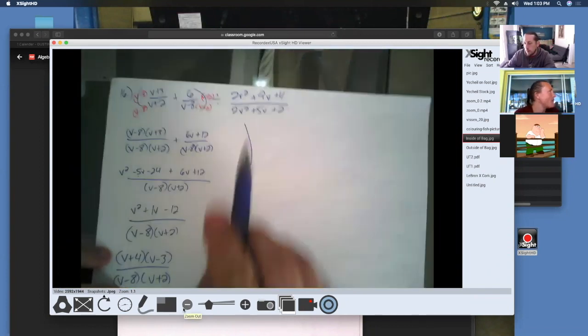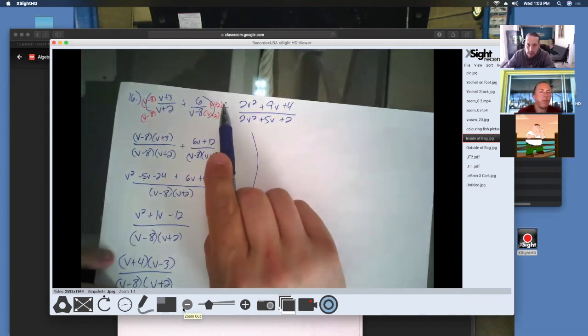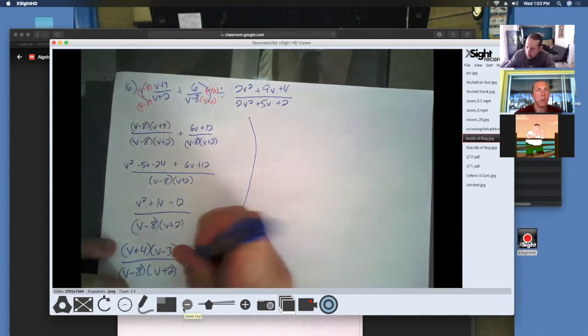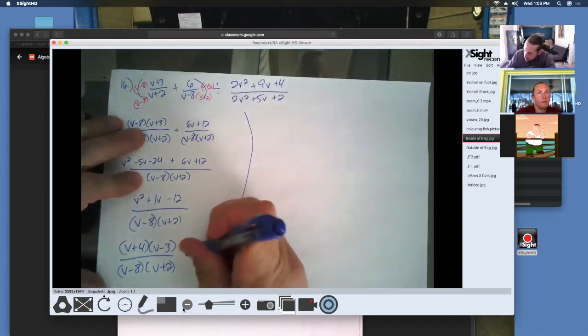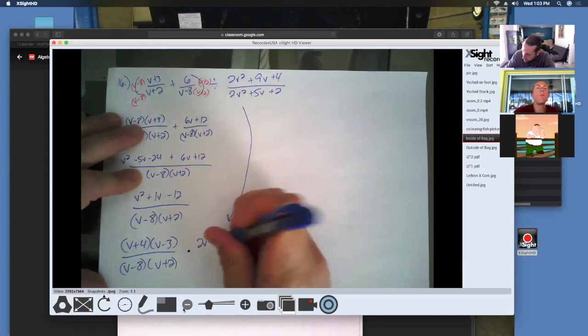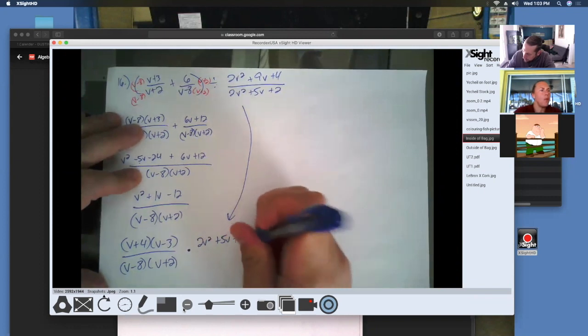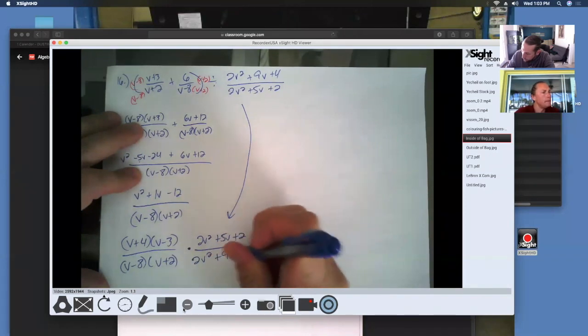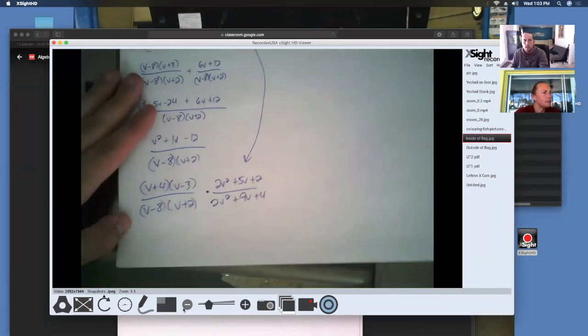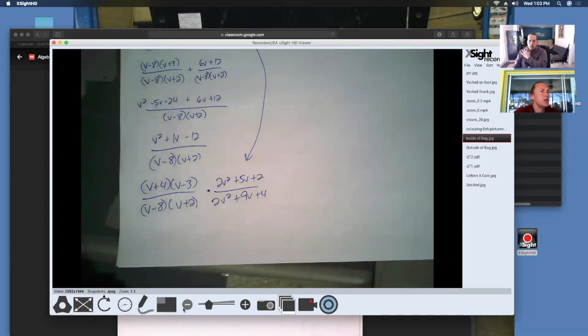Now, if you remember from the other day when we divided, you have to change that to multiplication, and we have to flip this over. So that means my 2v squared plus 5v is on top, and my 2v squared plus 9v plus 4 is on the bottom. Now again, odds are from the practice we've done on this, these two are going to factor.